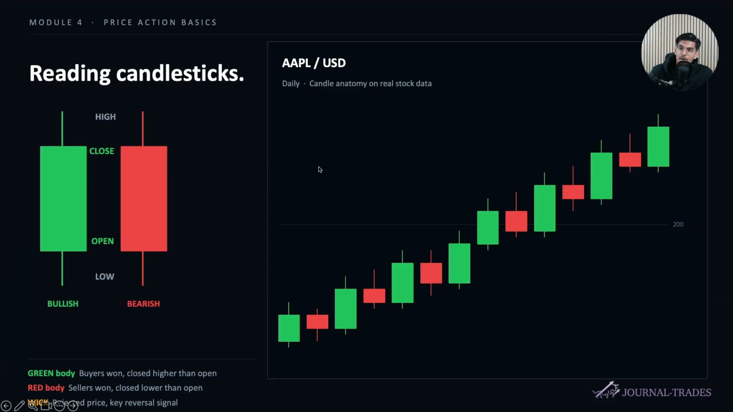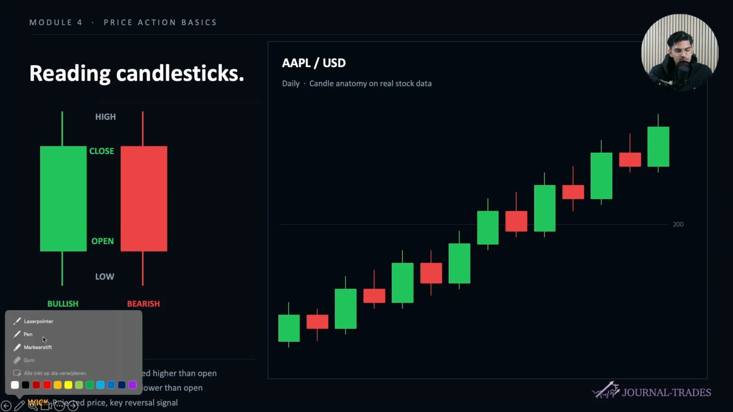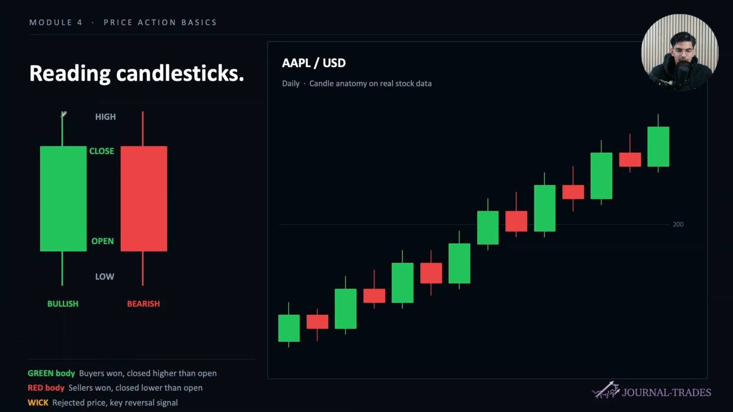In first place, I wanted to talk about how to read candlesticks. For most people, this wouldn't be that big of a deal, but I just wanted to explain it. Any candlestick has a high and a low. For each candlestick, the high and the low are the highest point created and the lowest point created within that candlestick.